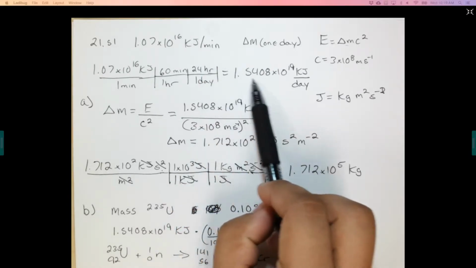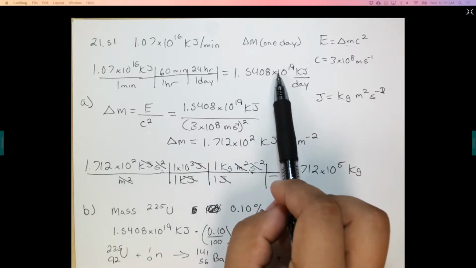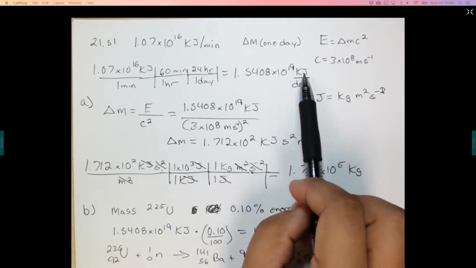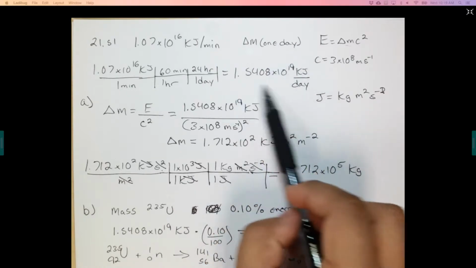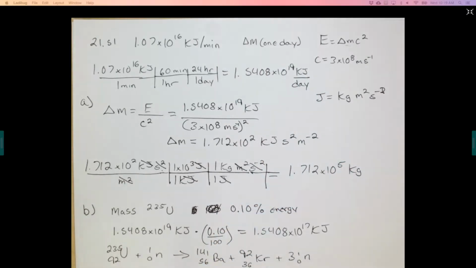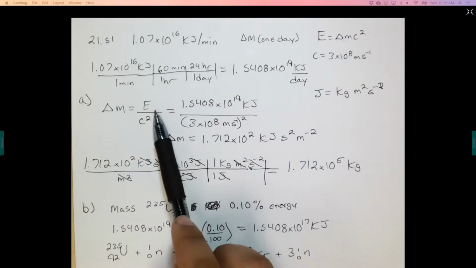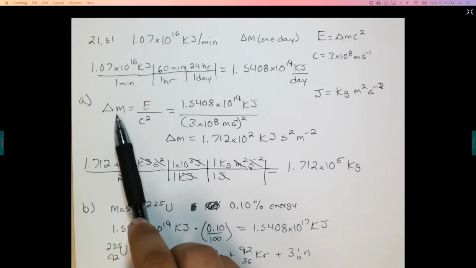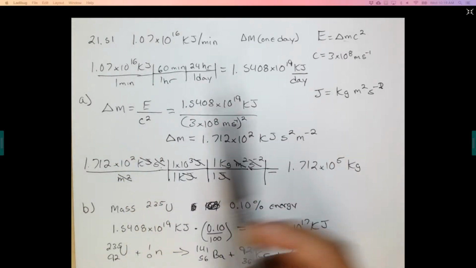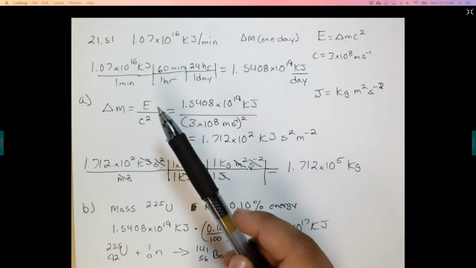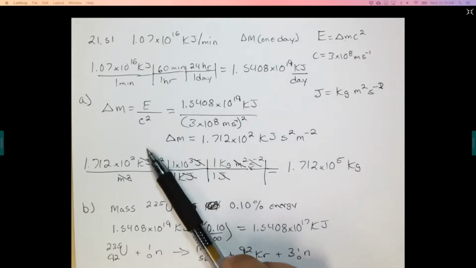So we end up with a value after we calculate of 1.5408 times 10 to the 19 kilojoules per day. And since we're dealing with one day, this value is the amount of energy in one day. So to determine delta M, all we do is manipulate our equation and solve for delta M in kilograms or grams or whatever. They didn't really give us a specified unit, so it can be any mass unit.